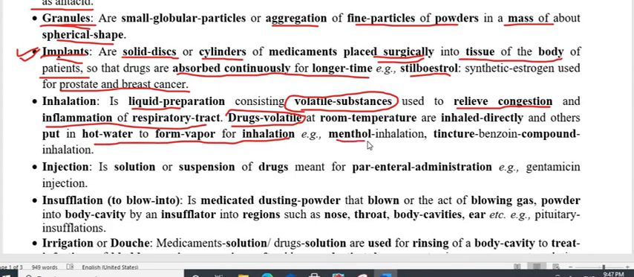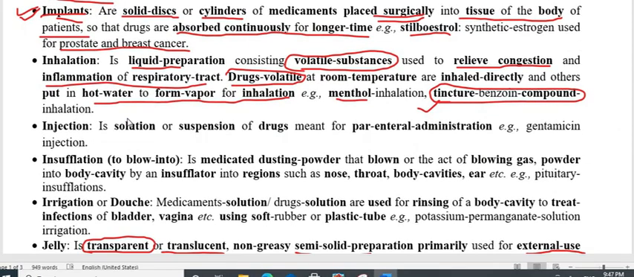The example is menthol inhalation. Tincture benzoin compound is poured into hot water, and the hot water is converted into vapor form containing the tincture benzoin. That has to be inhaled by the patient suffering from a respiratory problem, particularly if dry cough is there, so it will loosen the cough. So this is used as a drug through the respiratory passage route, and that is called inhalation.